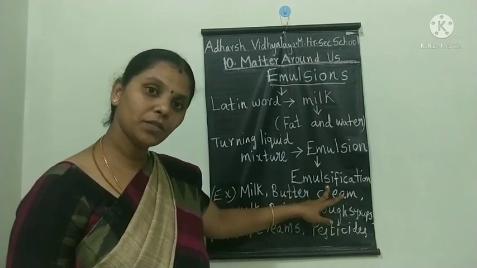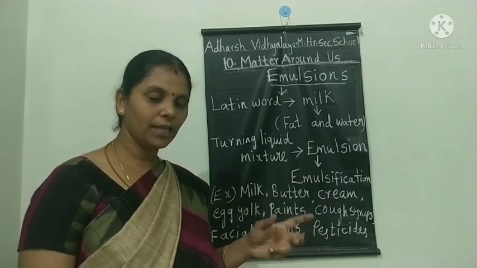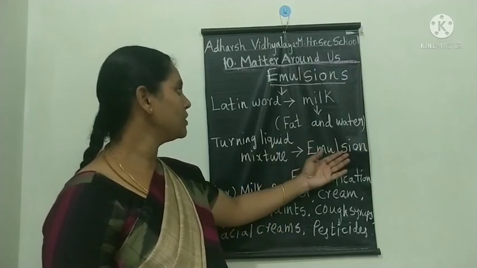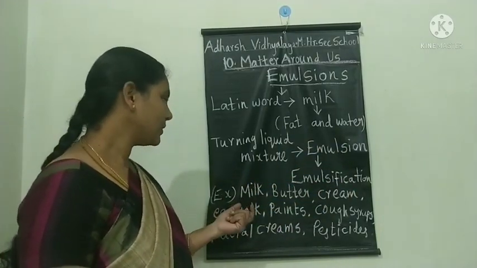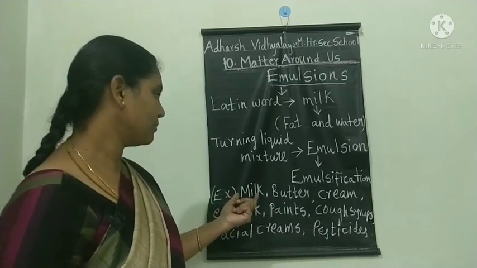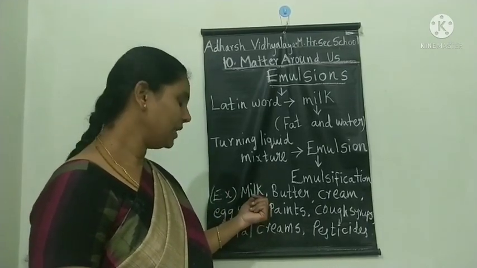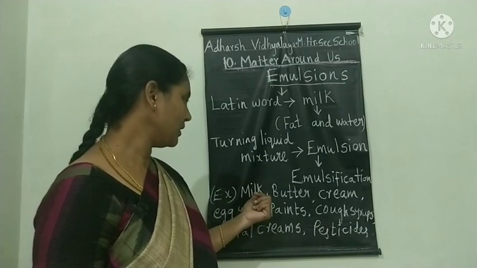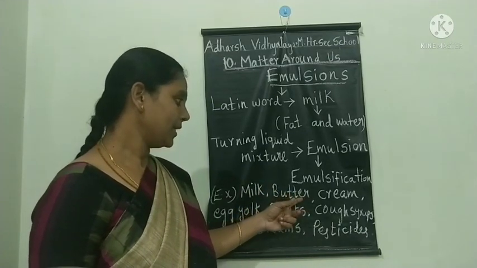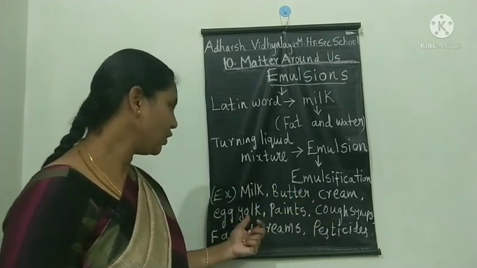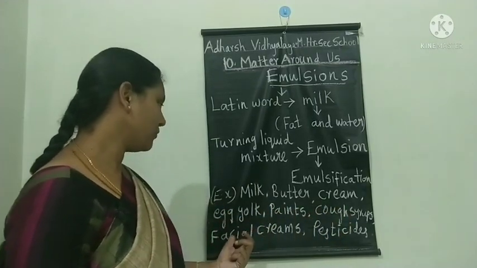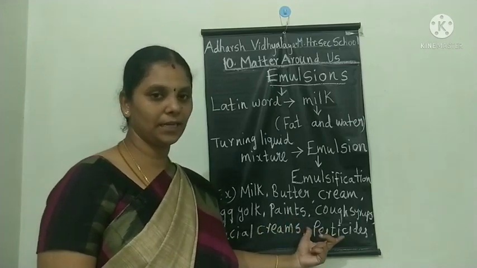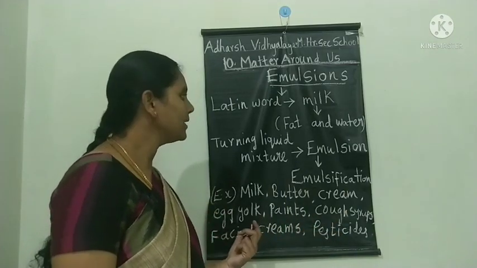What is the name of the process of converting the liquid mixture into an emulsion? Emulsification. Examples of emulsions: milk, butter, cream, egg yolk, paints, cough syrups, and the next ones, facial creams and pesticides. So these are the examples.